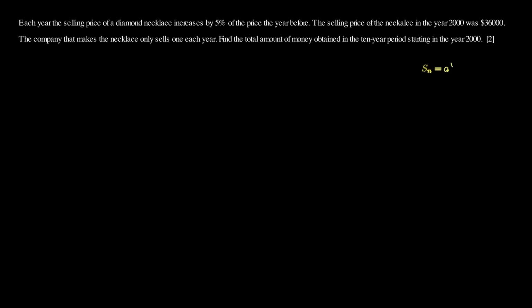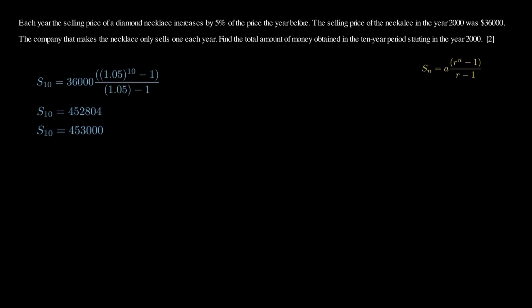Now in this formula, A is going to be the initial value, which was $36,000, which we dealt with in part A, and R is the common ratio, which we found to be 1.05. And since we're trying to find it within the period of 10 years, N is going to be 10. Now by putting the known information into the formula and using the calculator, we can find the final result of the problem, which equals $452,804 in total. If we write that within 3 significant figures, we get $453,000 in total.